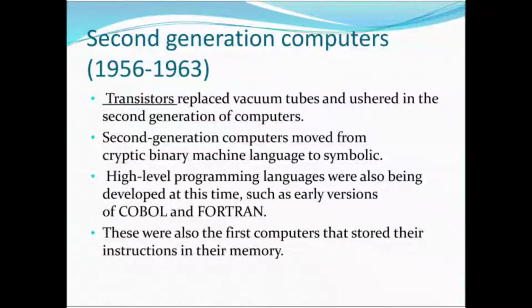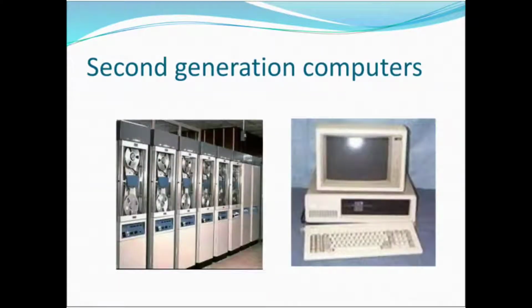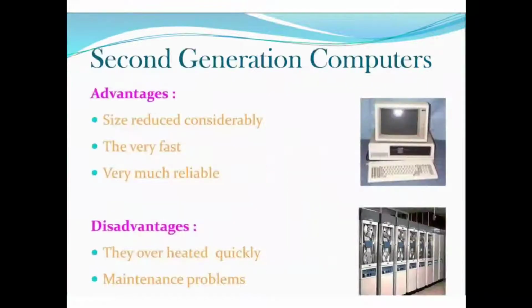Second generation computers. The time period is from 1956 to 1963. In these second generation computers, transistors replaced vacuum tubes. High level programming languages were also being developed at this time, such as early versions of COBOL and Fortran. They were also the first computers that stored their instructions in their memory. IBM 1620 and UNIVAC are examples of second generation computers.